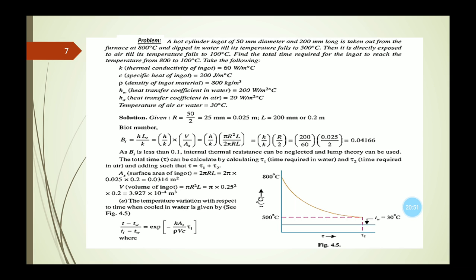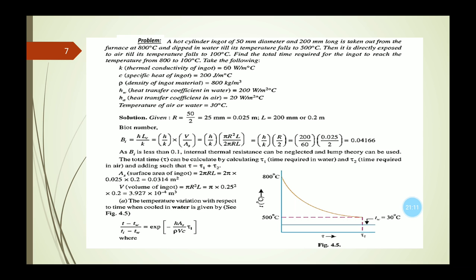The heat transfer coefficient of the air is given as 20 watt per meter square degree centigrade. The temperature of air or water is given as 30 degree centigrade. So these are the things given in this numerical. You need to find the total time required for the ingot to reach the temperature from 800 to 100 degree centigrade.